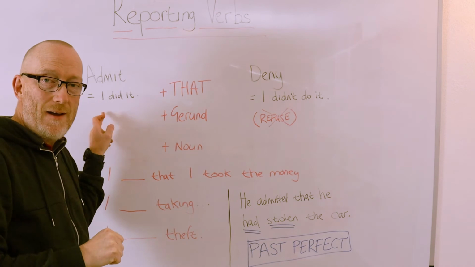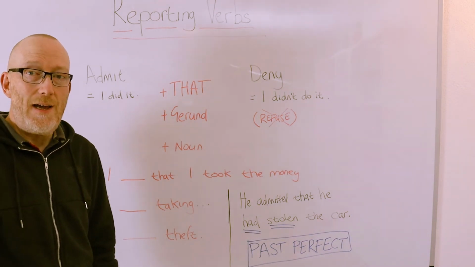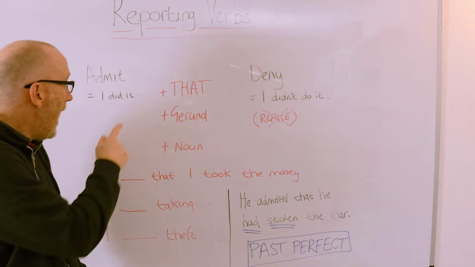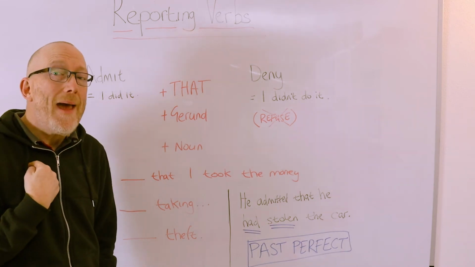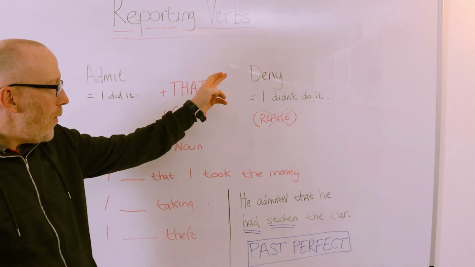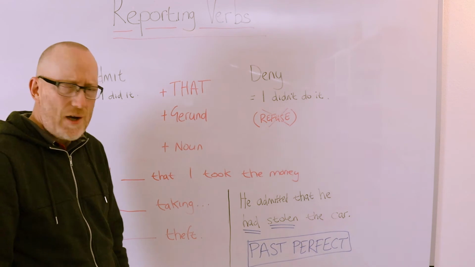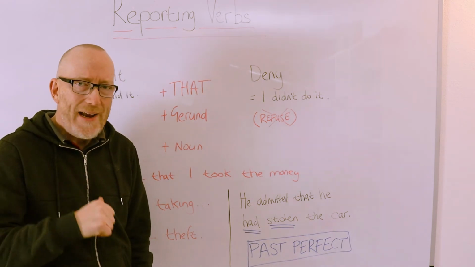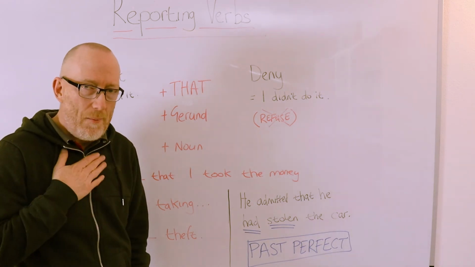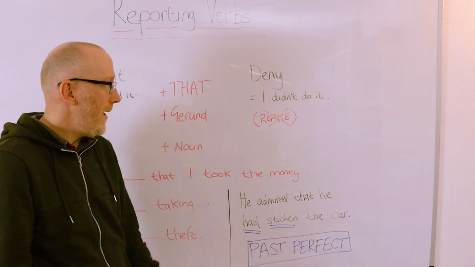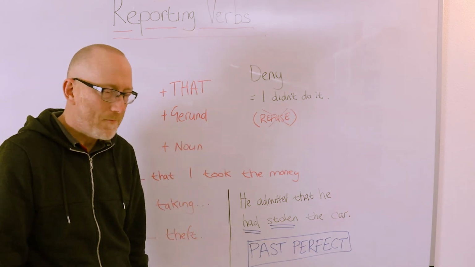So admit. The verb admit, I'm saying yes, it was me, I did it. Whereas deny, you're saying no, it wasn't me, I didn't do it. It was not me, somebody else. Not me, so I didn't do it.